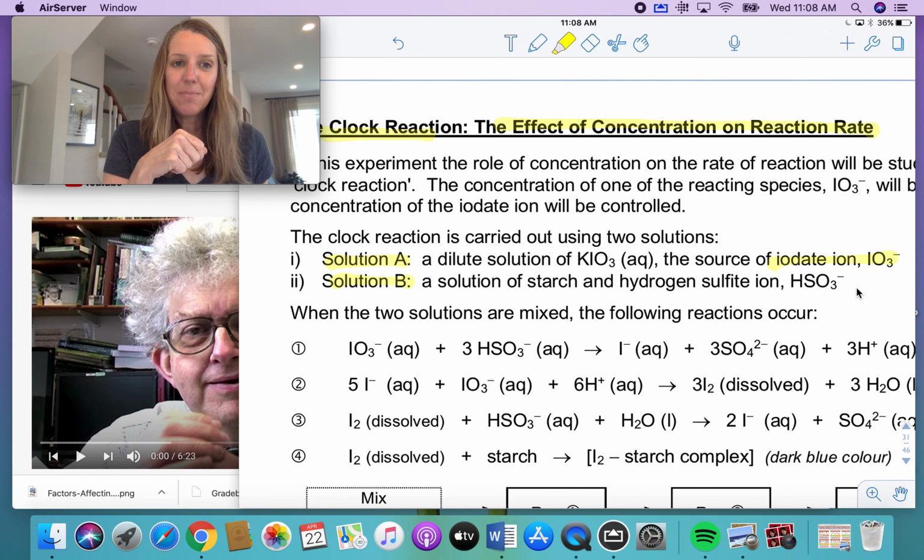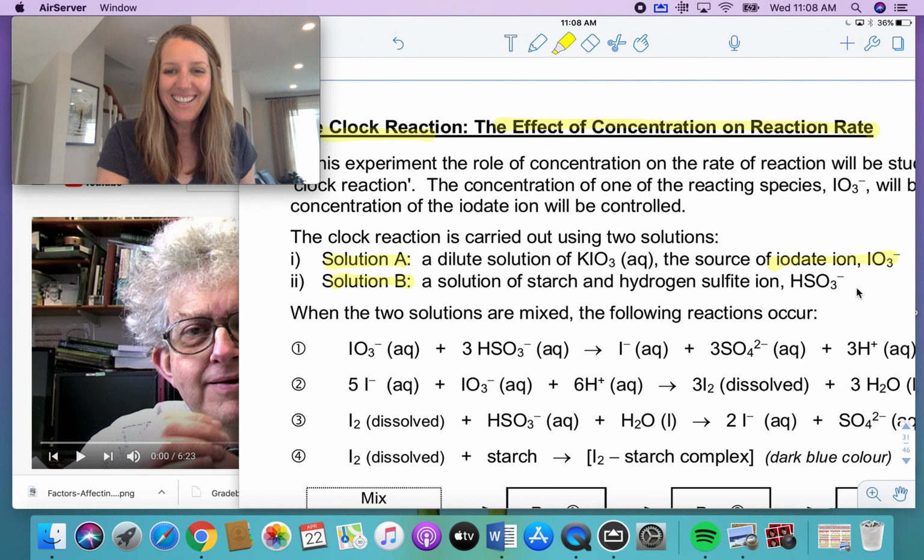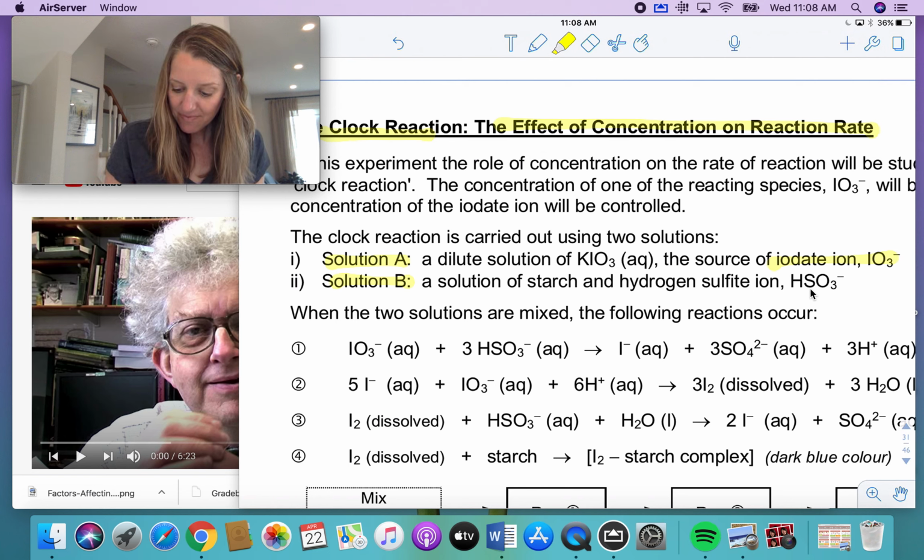You may have done this in bio class when you did macromolecules. It's one of those famous biological indicators where if you're looking for a particular macromolecule, adding iodine will actually tell you whether starch is present. So for solution B, we have a solution that's got starch in it and some hydrogen sulfite.